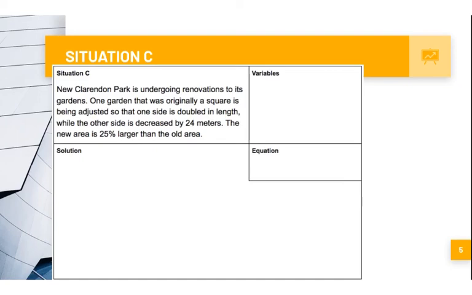All right. So, New Clarendon Park is undergoing renovations to its gardens. One garden was originally a square. All right. So, let me put a square here. And is being adjusted so that one side is doubled in length, while the other side is decreased by 24 meters. The new area is 25% larger than the old area.